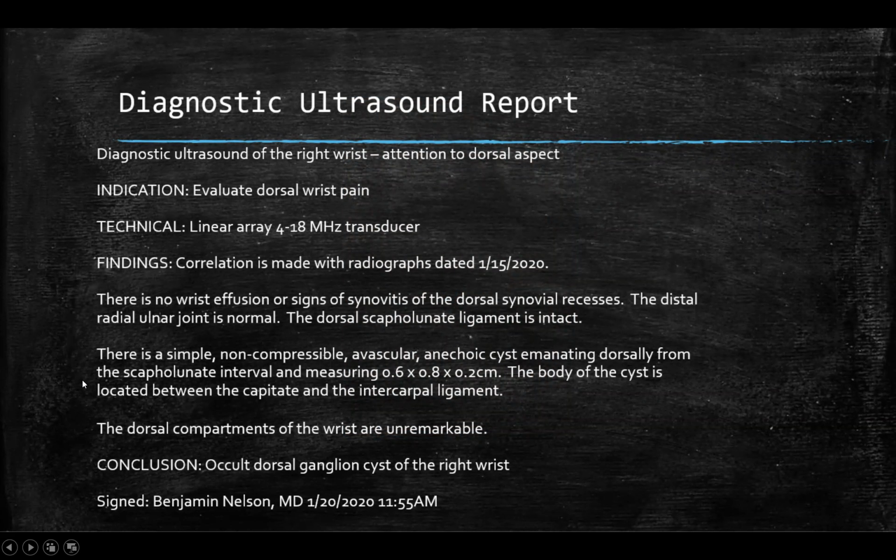Then we get into the description of our cyst. So I call it a simple cyst as opposed to multiloculated. It's not compressible, it's avascular and anechoic. And then we get into the size and the location where the cyst is located between the capitate and the intercarpal ligament. Lastly, we just mentioned that the dorsal compartments of the wrist are unremarkable, and our conclusion is that this is an occult dorsal ganglion cyst of the right wrist.